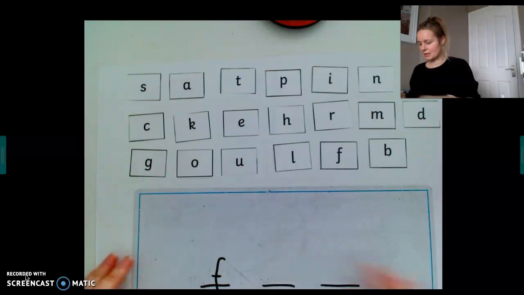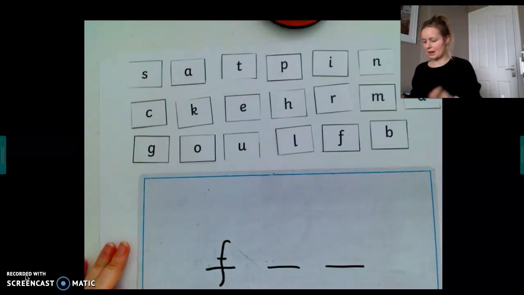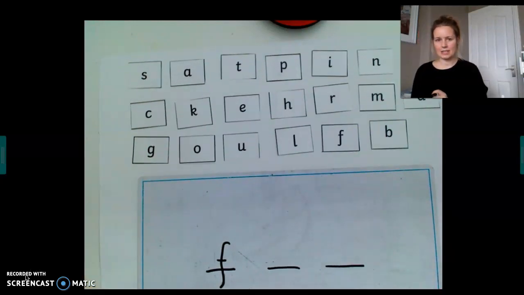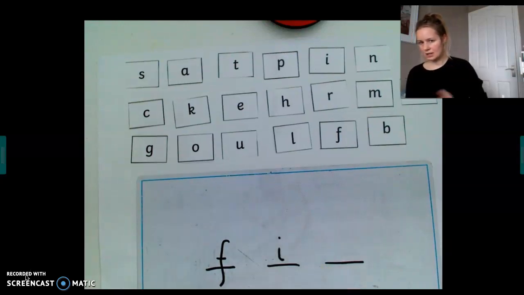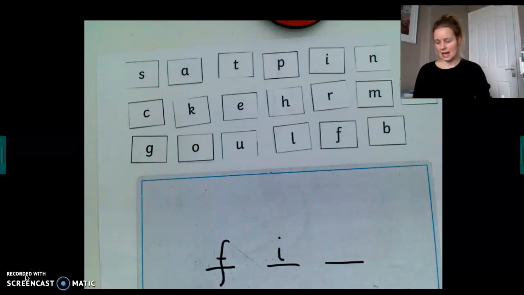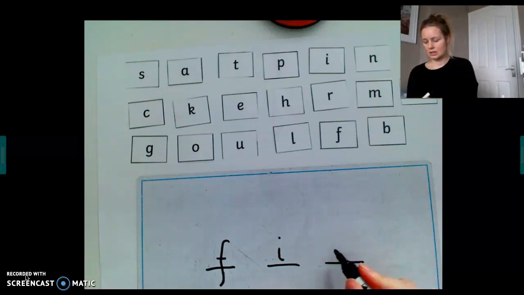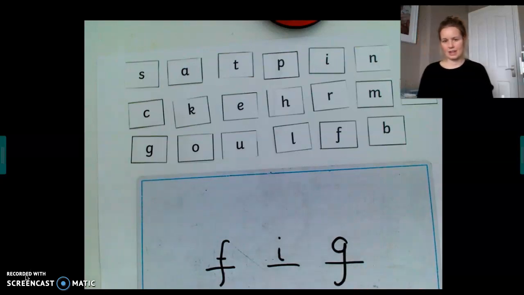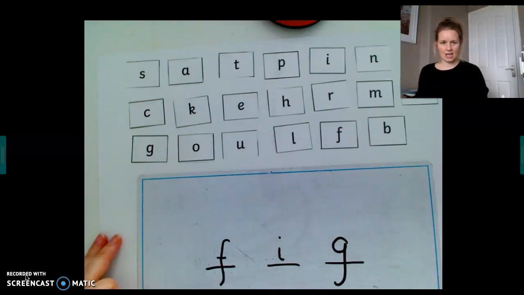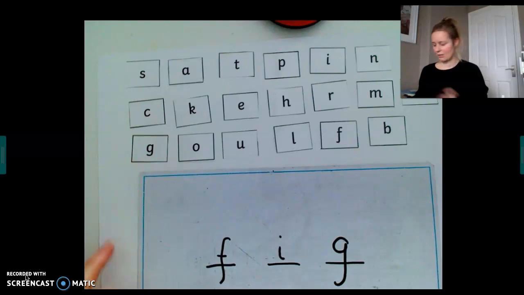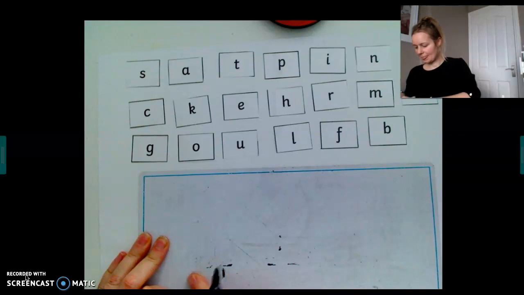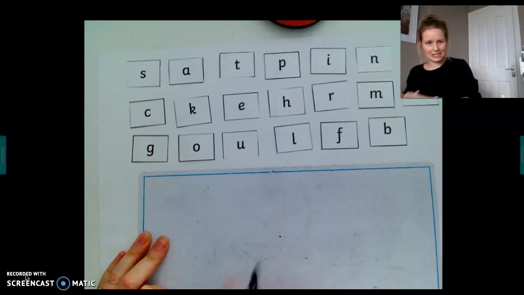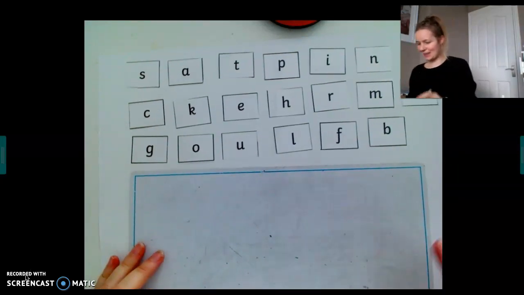Right. What's the next one? And what's the last one? G. Fig. Let's try another one. Should have a little tissue or something, but silly teacher forgot to get something.